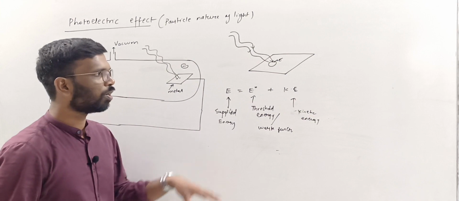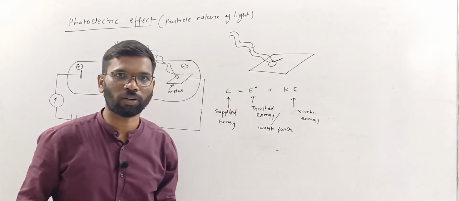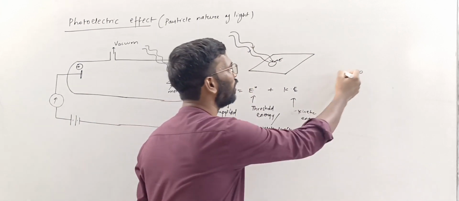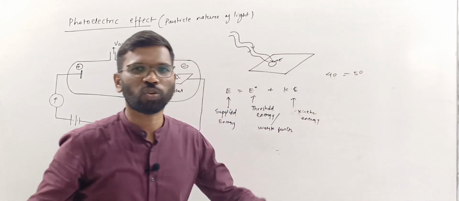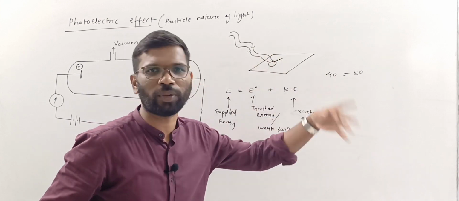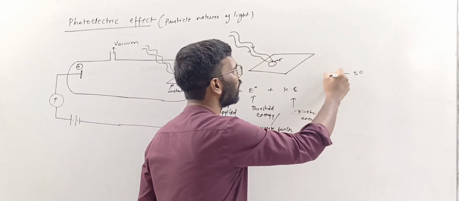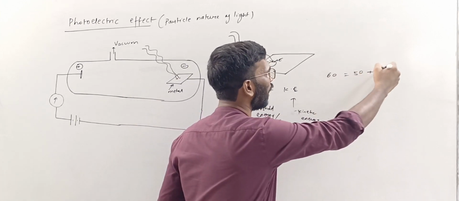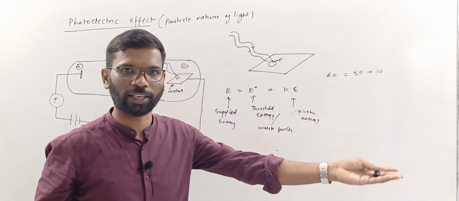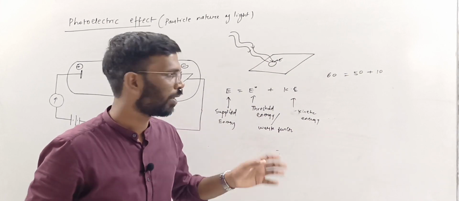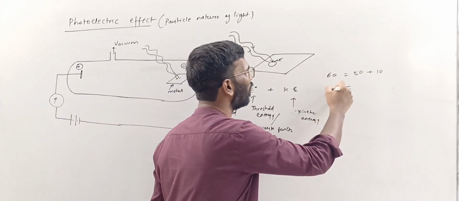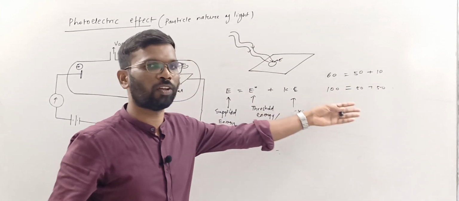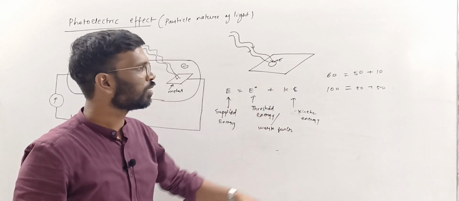Let's say the minimum energy required to eject the electron out is 50, and you are supplying just 40 amount of energy. So what is going to happen? The electron is not going to eject out. But if you are supplying 60, then 50 will be the minimum energy, that is E naught, and the extra 10 will be utilized as kinetic energy for the further movement of the electron, right? If the minimum is 50 and you are supplying 100, then E naught will be 50 and kinetic energy will be 50, meaning the electron will travel with more speed. So this is how it is.